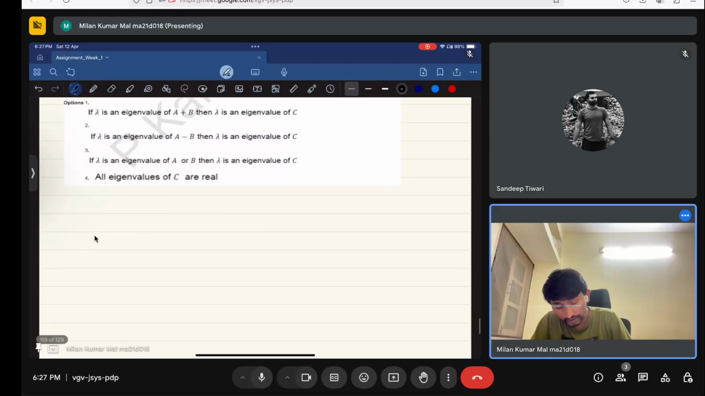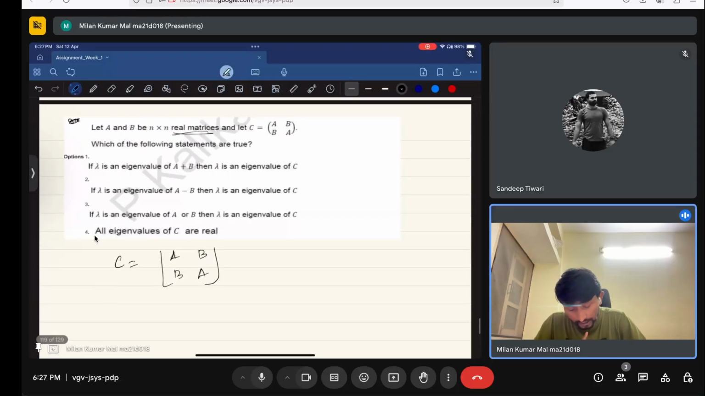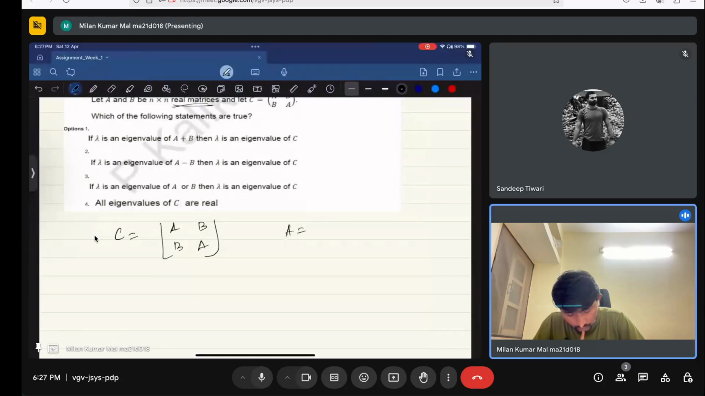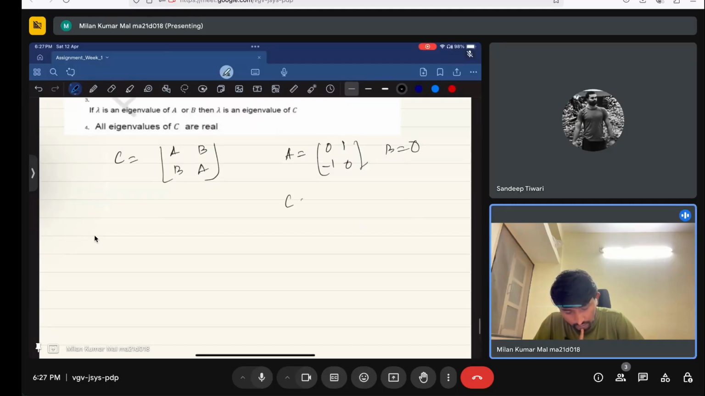So A is a real matrix, and C equals A, B, B, A. All eigenvalues of C are real, that is not true. Why is that not true? Because you can take A equal to 0 1 minus 1 0 and B equal to 0. Then C is the block matrix with 0 1 minus 1 0 and zeros.